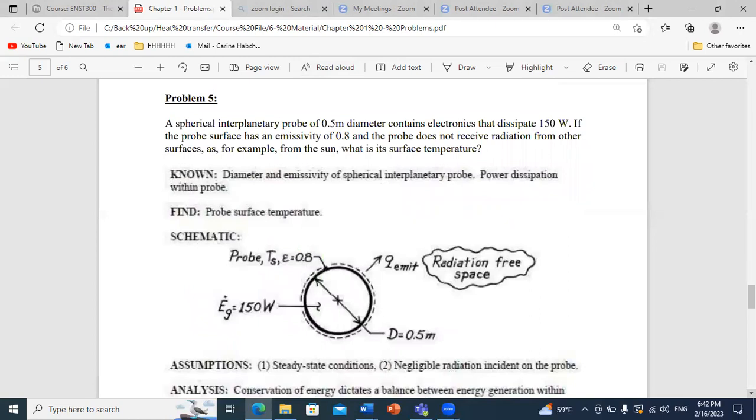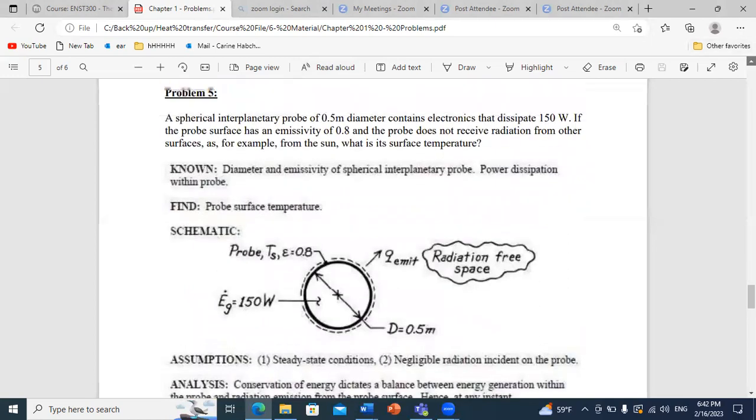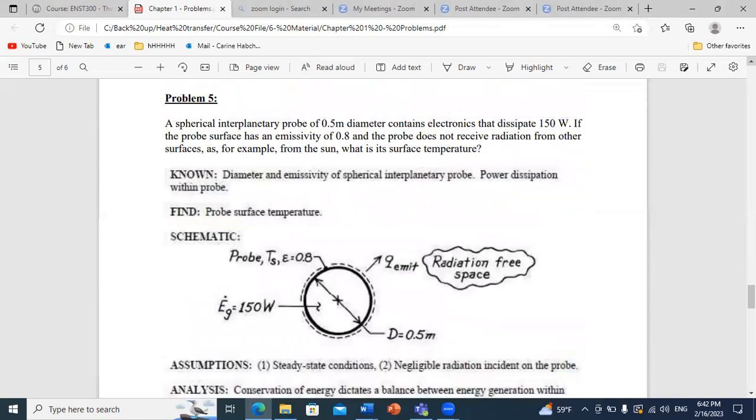Another problem. A spherical probe of 0.5 diameter contains electronics. So for example, here from the given, they told you it contains electronics. So you can consider that I have an internal source of generation that is dissipating 150 watts. So this represents automatically a generation term, E dot generation.